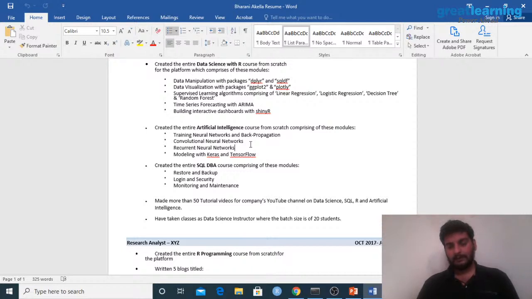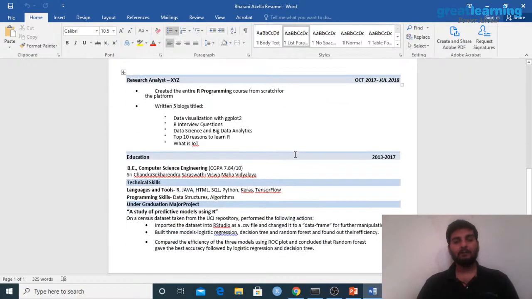Gautam Arasu is saying, I'm a fresher in the data science domain. Can you tell me about the resume format? Sure. As a fresher, always remember that your resume should not be more than one page.